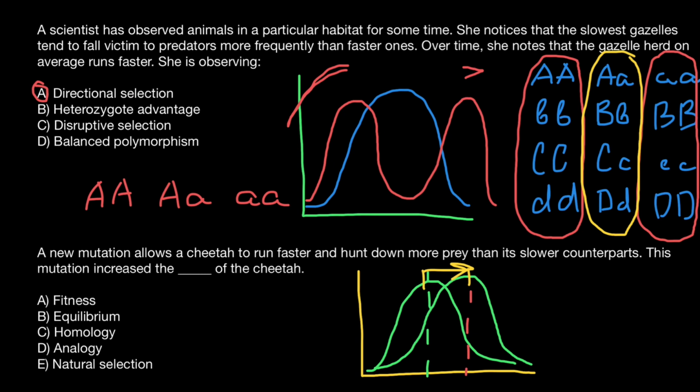And next question: a new mutation allows a cheetah to run faster and hunt down more prey than its slower counterparts. This mutation increased the fitness of the cheetahs, and you have to choose the correct answer. Now you already know that this is going to be answer A. It increased fitness. The faster the cheetahs are, the more food they can get, and this would help them to survive to reproductive age when they would give progeny. This is what we call fitness.